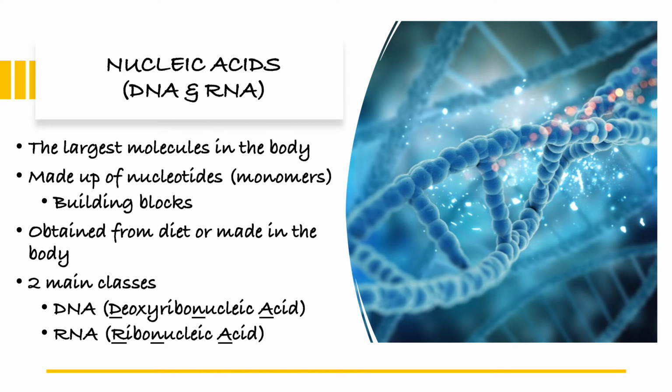And where can we obtain nucleic acids from? We can obtain them from diet, or they can also be made in the human body. DNA is short for deoxyribonucleic acid, and deoxyribose is a type of sugar, and RNA stands for ribonucleic acid, where we see the word ribose from.